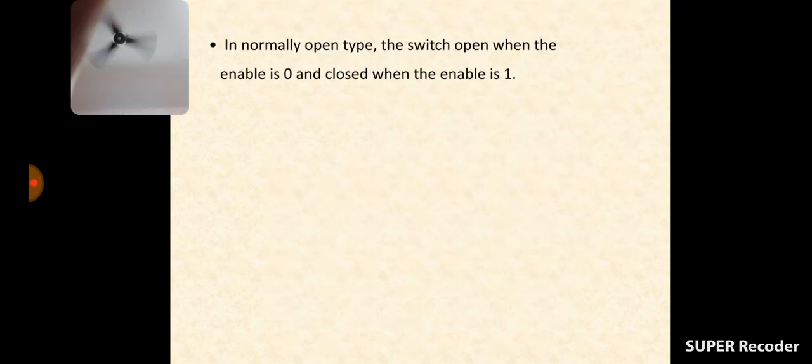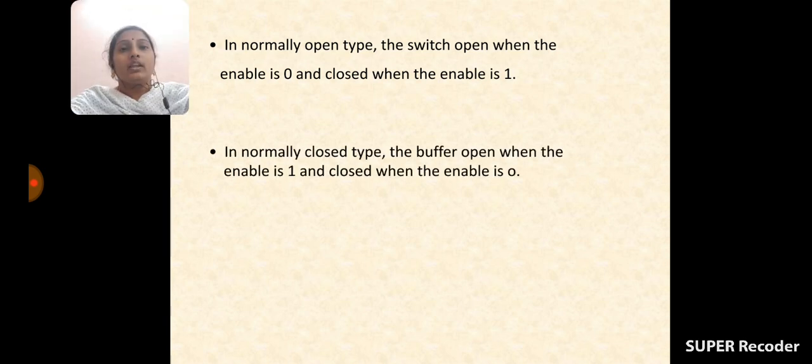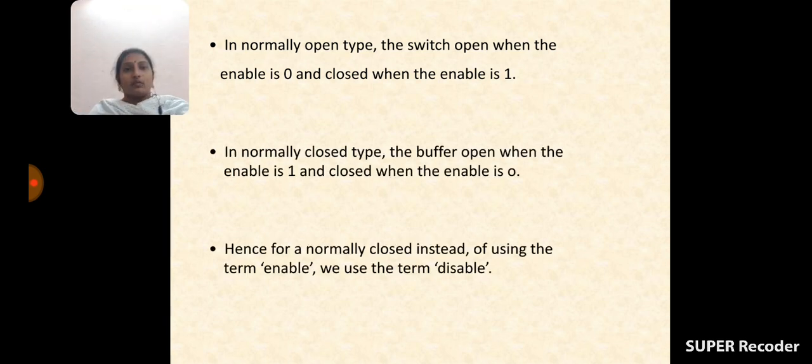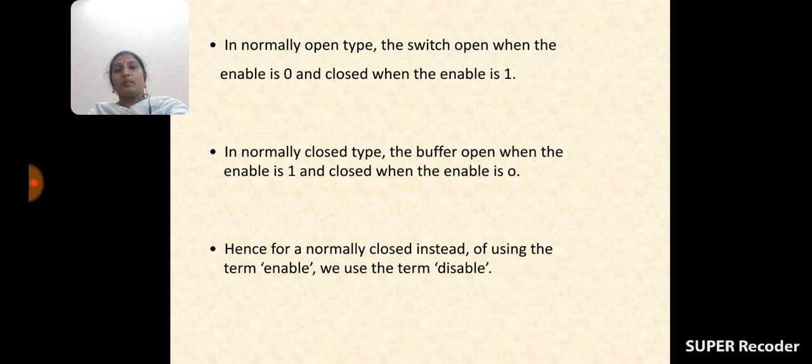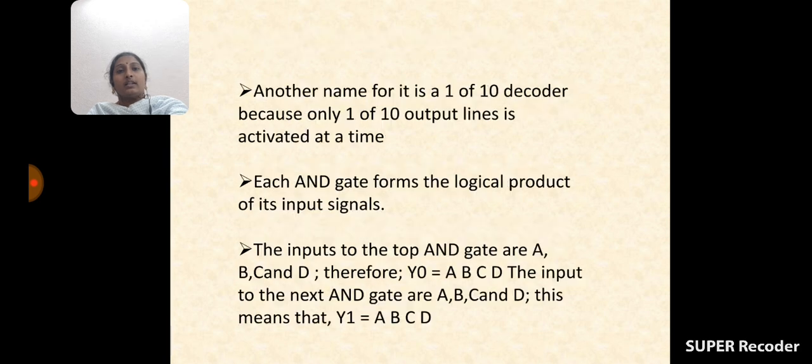Okay? See here. In the normally open type, the switch is open when the enable is 0 and closed when the enable is 1. In the normally closed type, the buffer is open when the enable is 1 and closed when the enable is 0. Hence, for normally closed, instead of using the term enable, here we are using disable. In normally open, it is called enable. Normally closed, it is called disable.